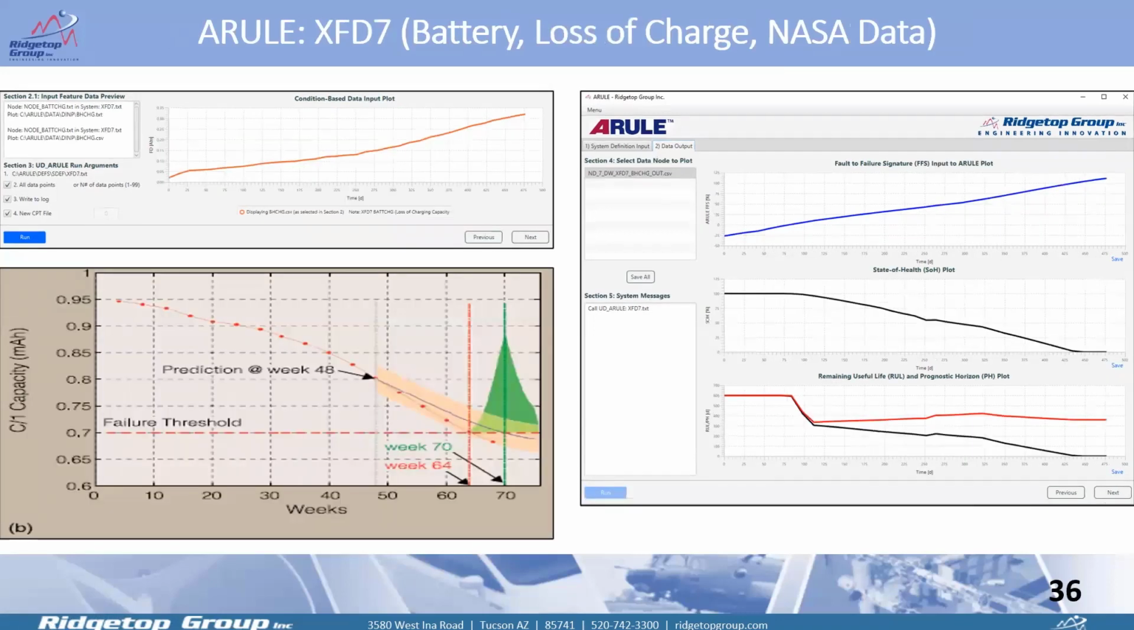The other experiment that NASA ran was using loss of charge. You'll see there on the very bottom, on the left-hand side, that is the NASA published data. We took that NASA published data and converted it into a set of input data as seen on the top. We then ran that input data into our ARULE and GUI support. Our ARULE product produced the output shown on the right-hand side. Again, very similar to all the other examples. So these are different problems, different data, and we're producing consistent, accurate results.